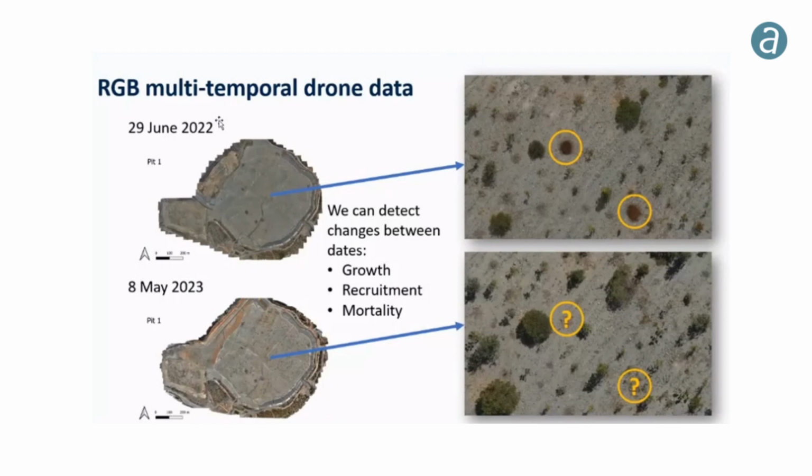You can see quite a number of the trees there have grown. Recruitment, we can see a bit of ground cover recruitment in there, and we can also do mortality. You can see there's a couple of shrubs there that are there in 2022 and they're not there in 2023.